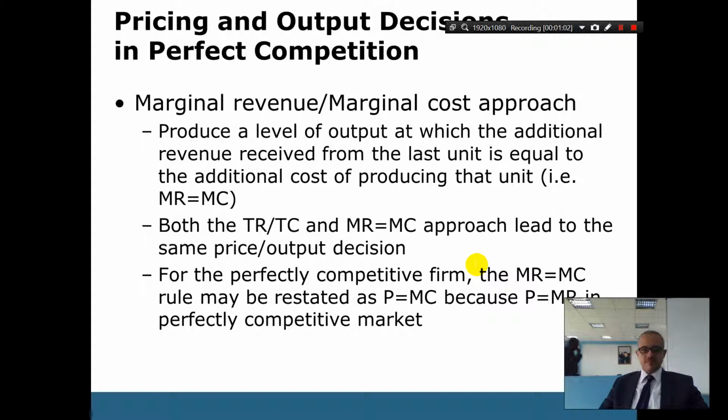Perfect. And for the perfectly competitive firm, the MR equals MC rule may be stated as P equals MC. You guys know what P equals MC is? Yes. Price will equal the marginal cost, because price also equals marginal revenue in a perfectly competitive market.